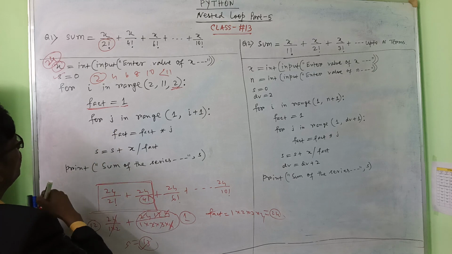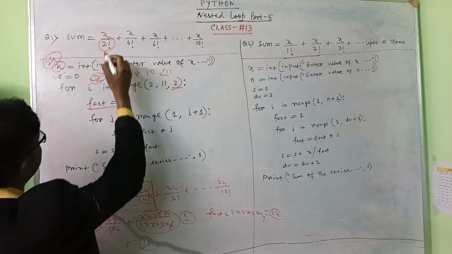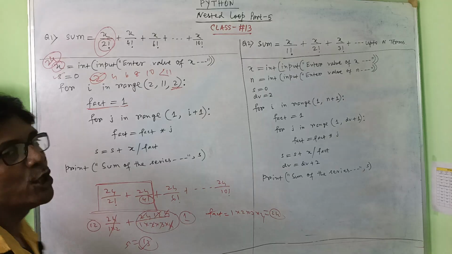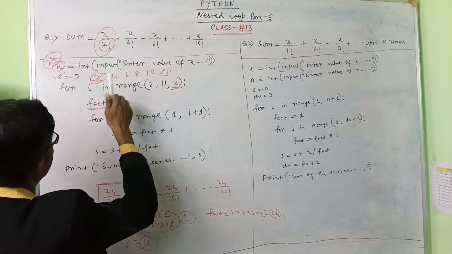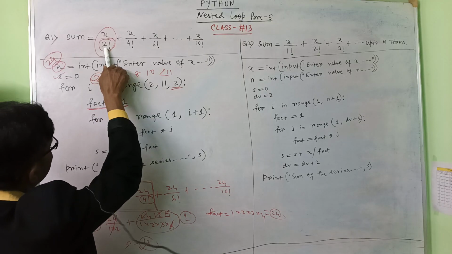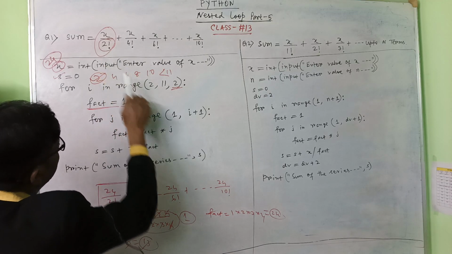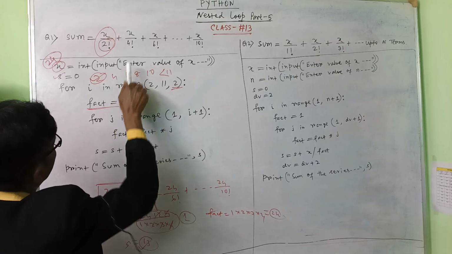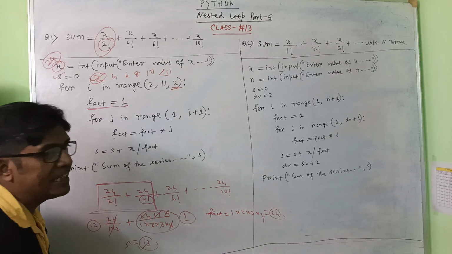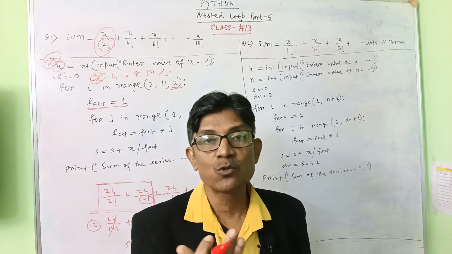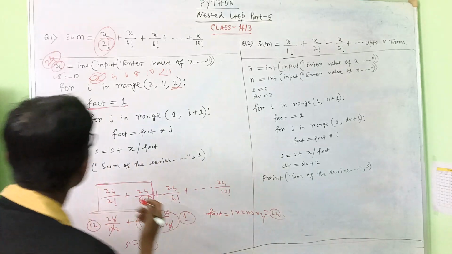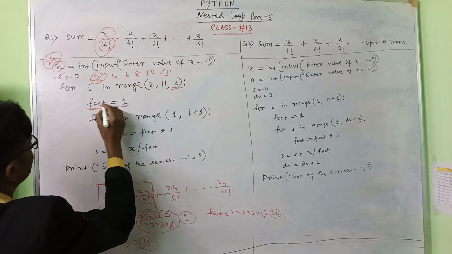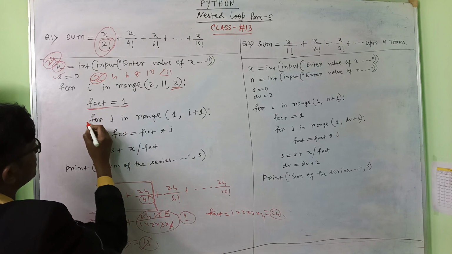Now let's see, when I equal to 2, that means you are doing the calculation of the first term. Because I am taking this value, I will be 2, then I will be 4, then I will be 6. All these terms I need, I will collect all these terms 2, 4, 6. Then I will make the factorial of those terms. Let's see. So fact equal to 1.